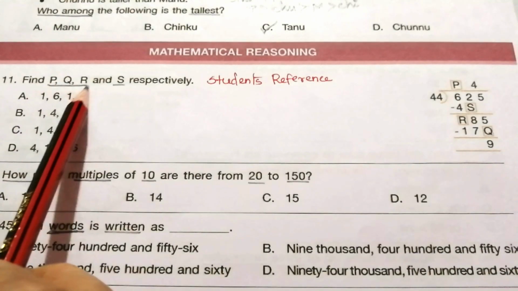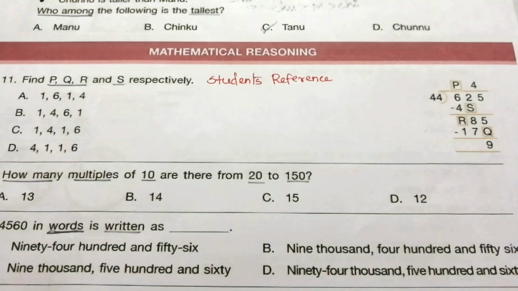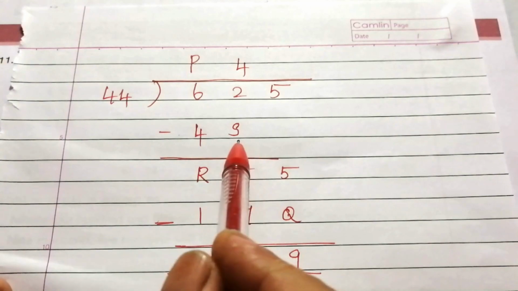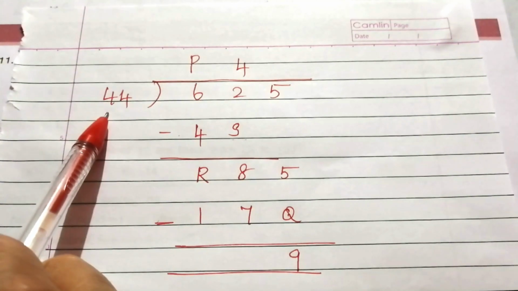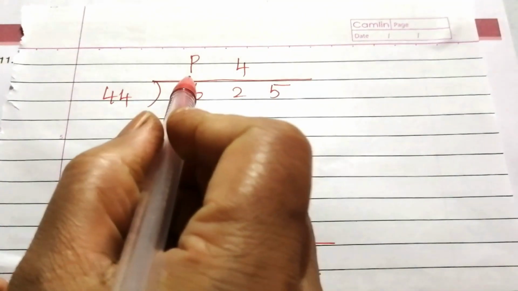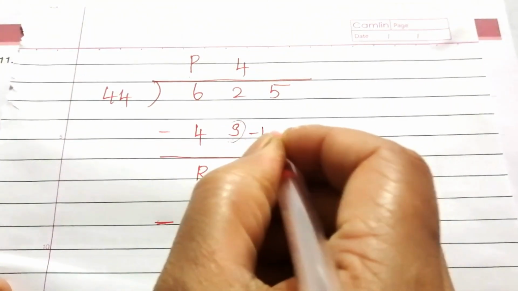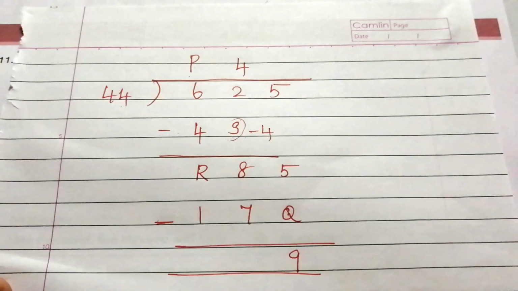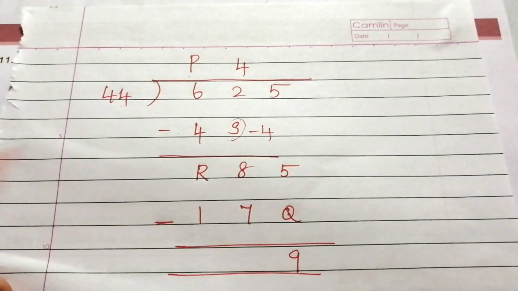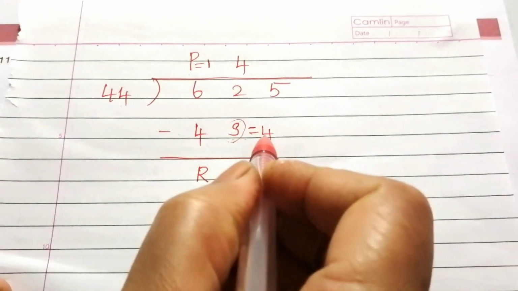11. Find P, Q, R and S respectively. So this is the given problem. You try to find out the answer. Now I'm going to find the value of S. In 62, how many 44s are available? Only one 44. So 1 times 44 is 44. So this S is 4. And this P is equal to 1. 44 ones are 44. So P is equal to 1 and S is equal to 4.